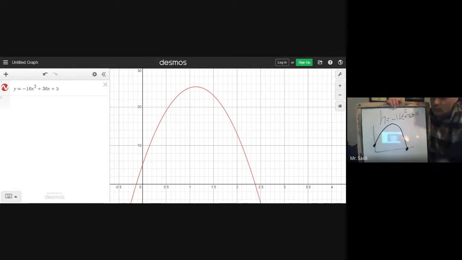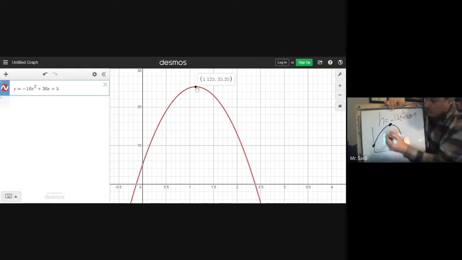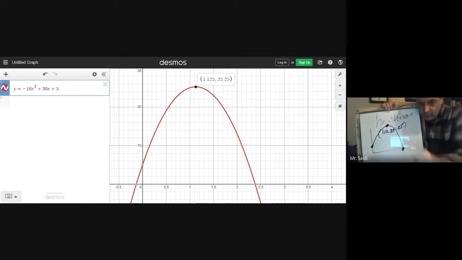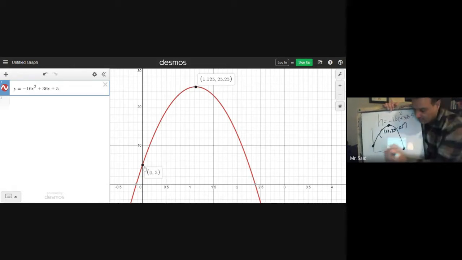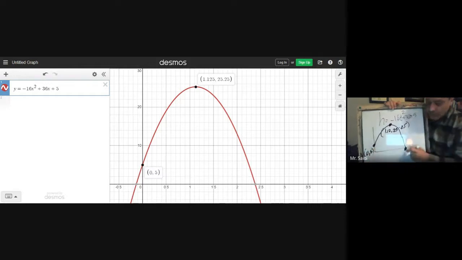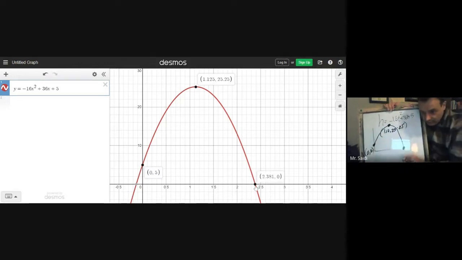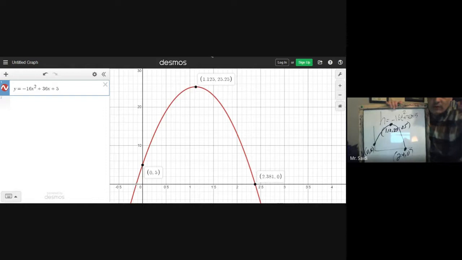So you want to write down all the major points that Desmos is giving you. If you go back to Desmos, you notice that the highest point is (1.12, 25.25). That's the vertex. You see that the y-intercept is at (0, 5). And then you have an x-intercept, which is about (2.4, 0). So you have these major points, and now you should be able to just interpret them to answer questions.